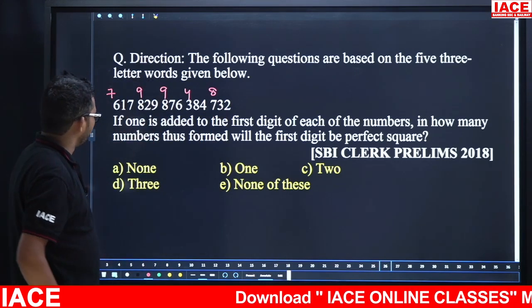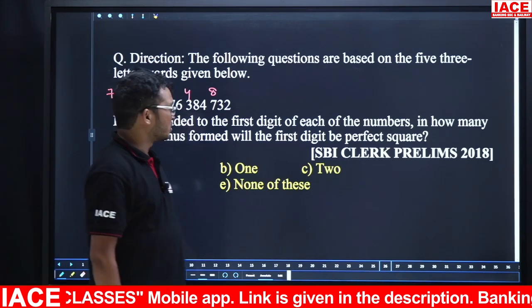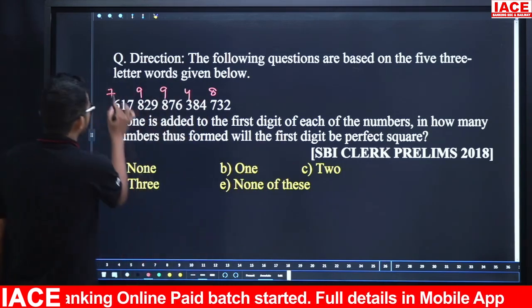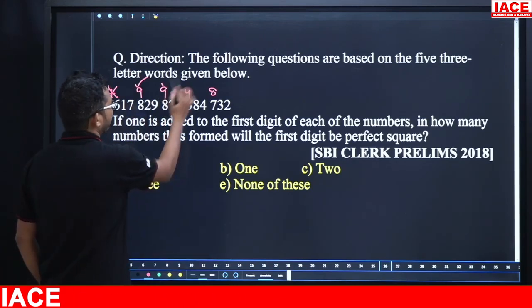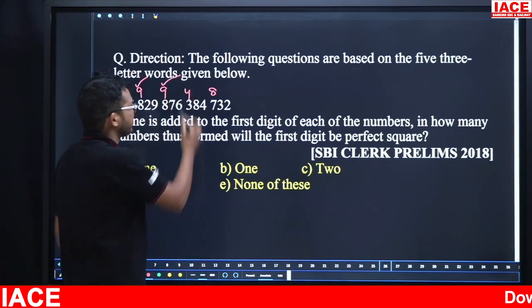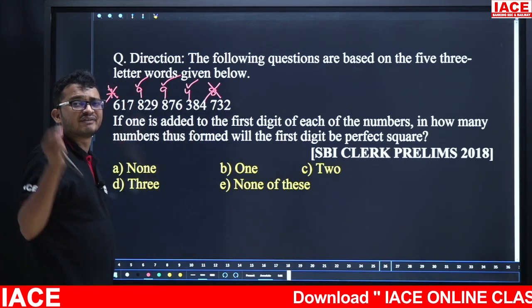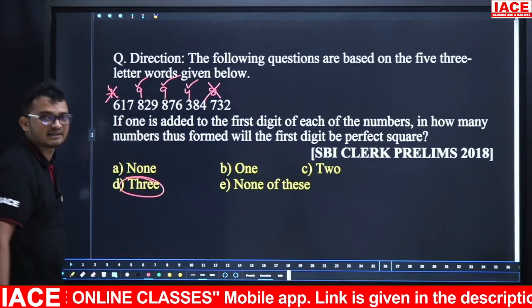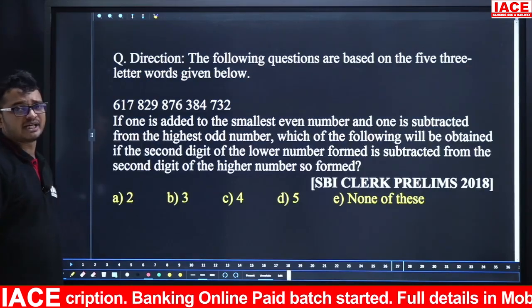Then the question is in how many numbers thus formed will the first digit be a perfect square. So in how many numbers is the first digit a perfect square? 7 is not a perfect square. 9, 3 squared, is a perfect square. This one is also a perfect square. 4, 2 squared, is a perfect square. 8 is not a perfect square. That means 3 numbers have the first digit as a perfect square. So the answer is 3. Option D is the answer. Take the next question. Your time starts now.